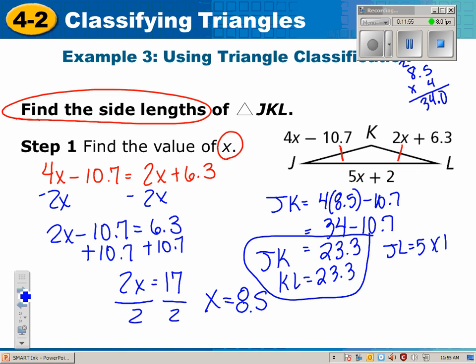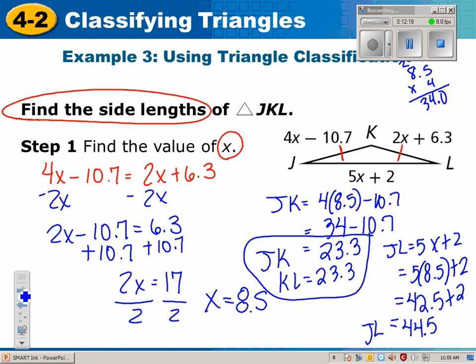5x plus 2. What is 5 times 8.5? Should be what? 42.5, because 5 times 8 is already 40, right? So it's going to be bigger than 40. 42.5 plus 2 is 44.5. And it just said find all the side lengths of the triangle, so now we know them.